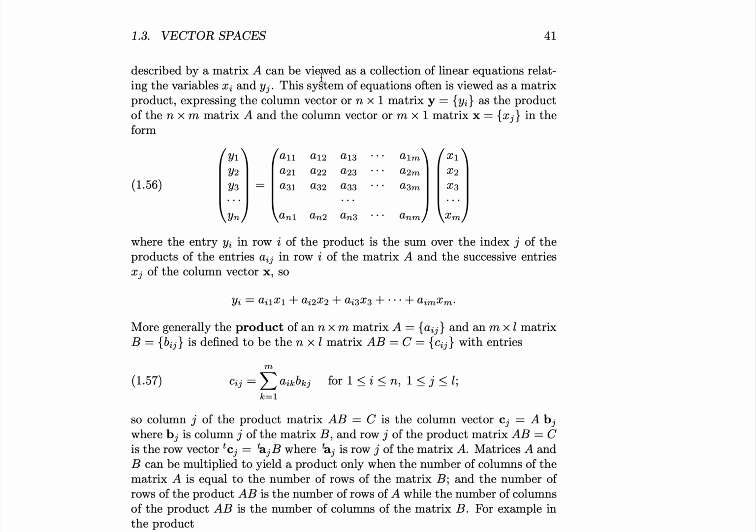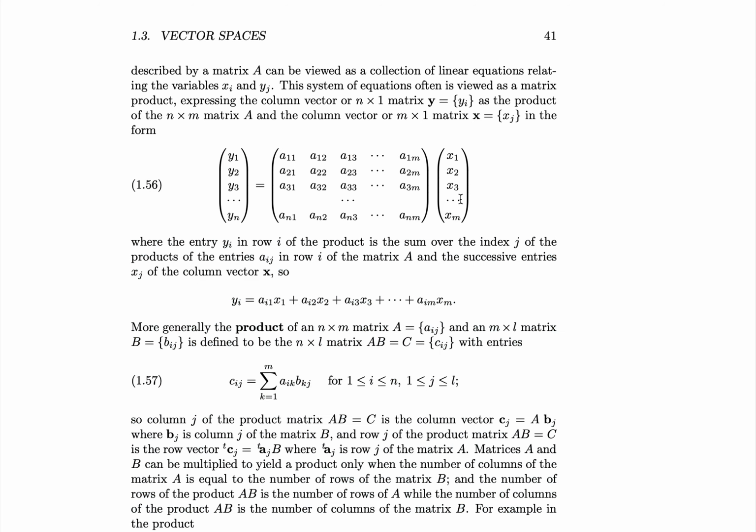You can view this system of linear equations as a matrix product. We express the column vector, an n by 1 matrix, which generally just means a column vector, y, as the product of the n by m matrix A by another column vector, or m by 1 matrix, x, which you write like this.